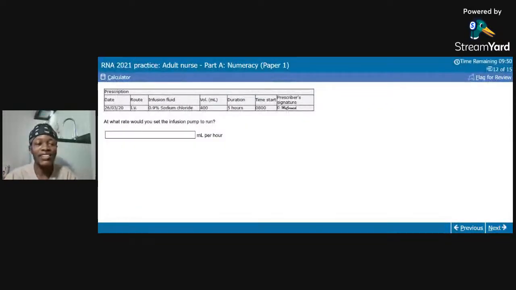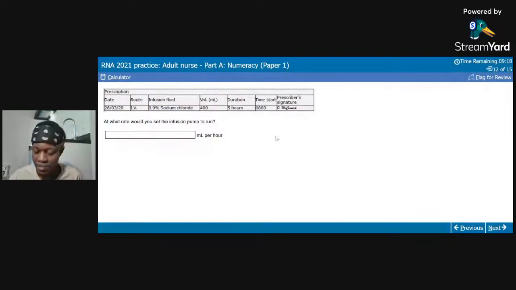So this is basically fluid infusion rate. Please, as you're doing this, take note of your time. We have less than 10 minutes to finish paper one. So you have a table of fluid infusion prescription, and it says at what rate would you set the infusion pump to run, and we have our units to be in ml per hour. So we are given 400 volume, which is here, to run for 5 hours.